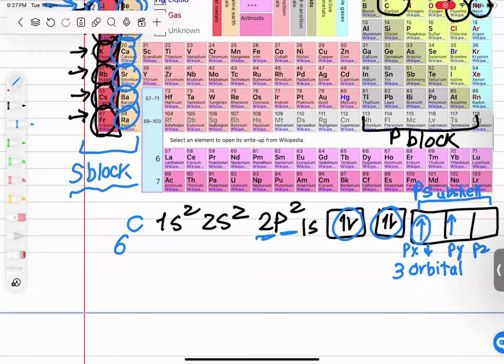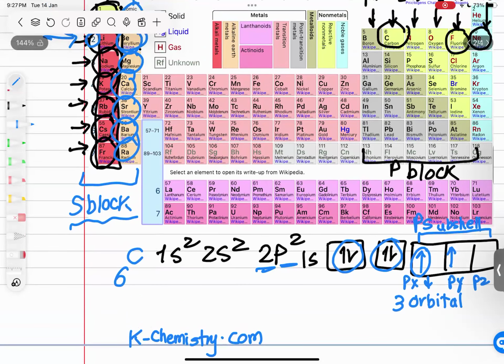In which energy level, or which floor? Second floor. I'm still in the second floor, or second energy level. And then which subshell? In the p. In which orbital? Py. Very good. Okay, what about the next element?